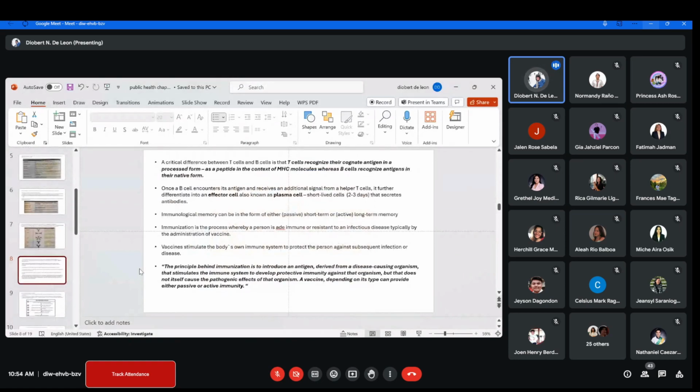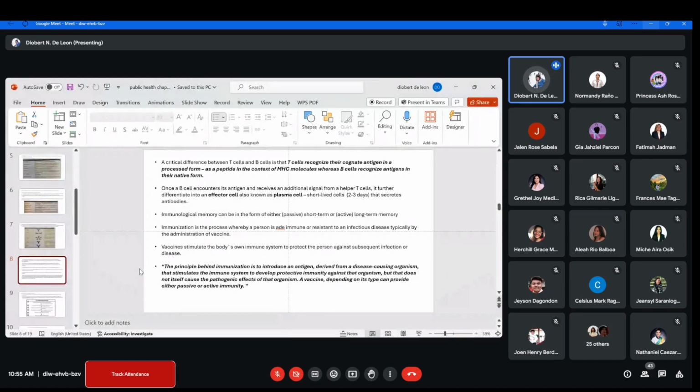Okay, a critical difference between T cells and B cells is that the T cells recognize their cognate antigen in a processed form, like as a peptide in the context of MHC. MHC stands for major histocompatibility complex, whereas B cells recognize antigens in their native form. Once a B cell encounters its antigen and receives an additional signal from T helper cells, it further differentiates into an effector cell, and that is also known as a plasma cell.